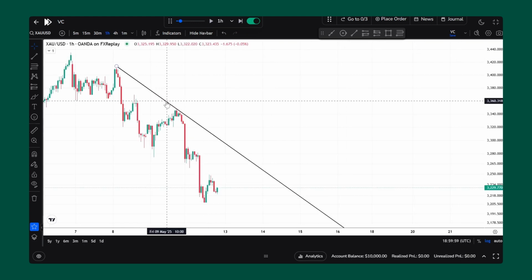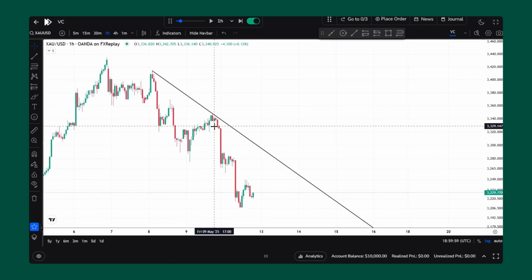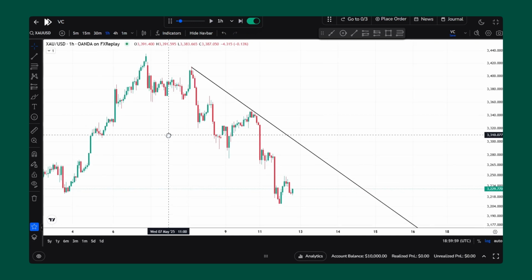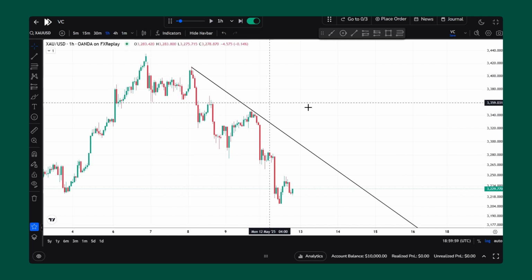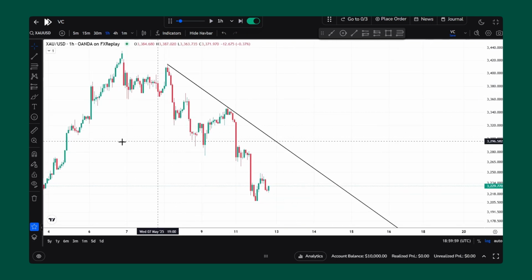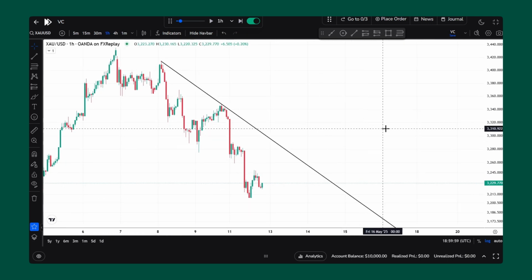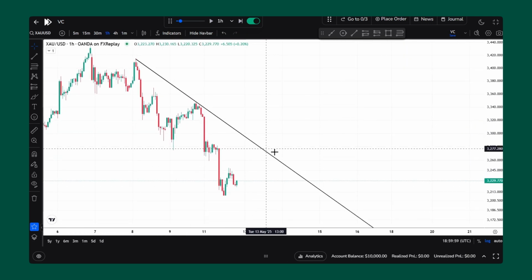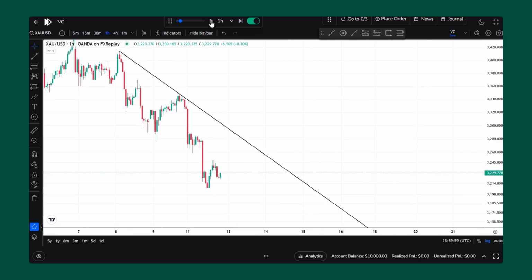So the sellers seem to be in control. I drew a trend line here because price seemed to be on a bullish run before consolidating and falling. And this fall broke the previous market structure. So as we can see, price changed from bullish to bearish. So we're going to be waiting for price to touch the trend line a third time before entering a sell position.